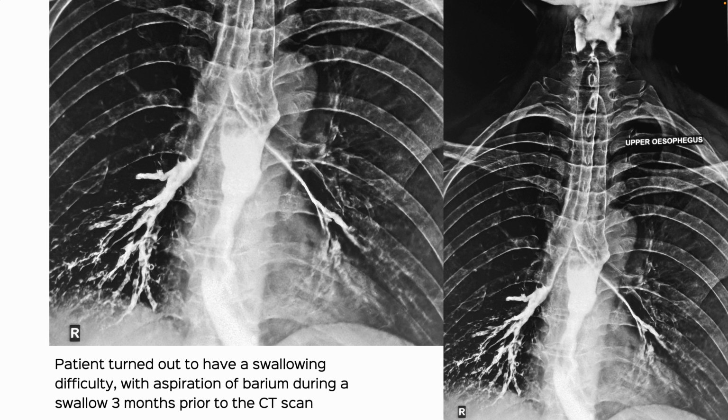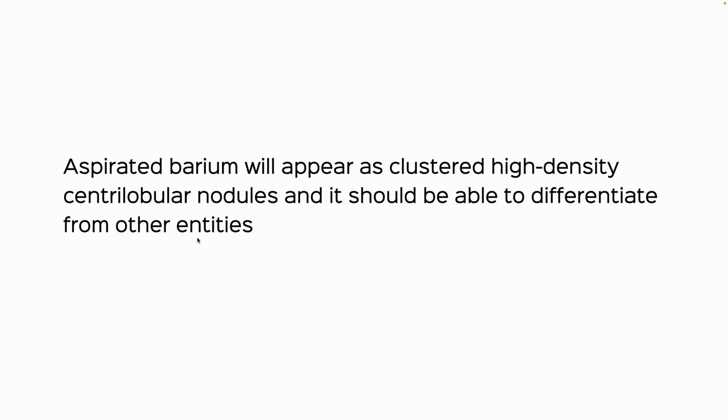So this patient turned out to have a swallowing difficulty, and then we found that there was a barium swallow that had been done 3 months ago, and you can clearly see aspiration into the trachea, the bronchial tree, and predominantly in the lower lobes, which is why we're seeing those residual barium foci in the lower lobes. And this is what basically it is. It's aspirated barium appearing as clustered high density centrilobular nodules.